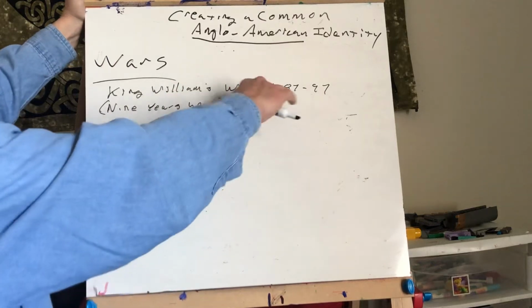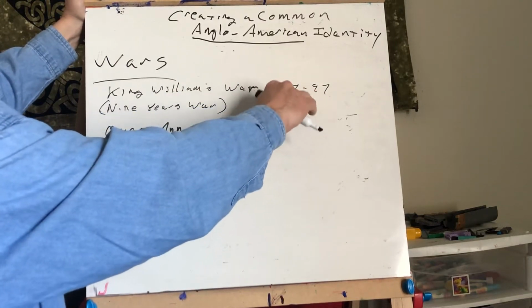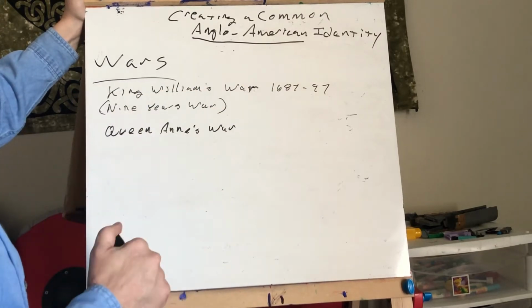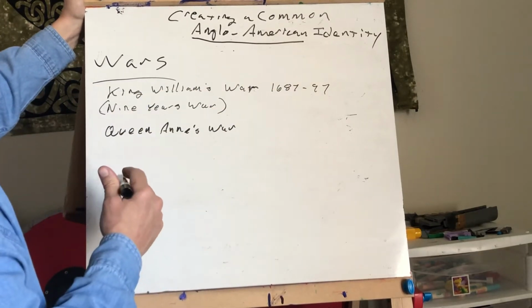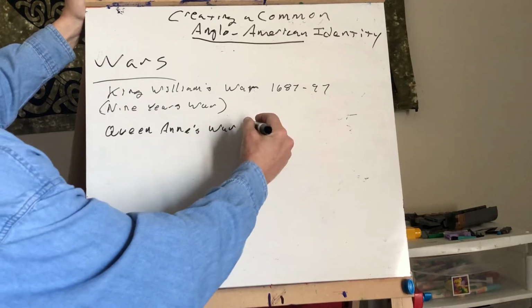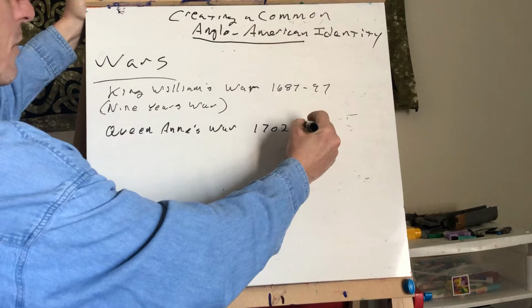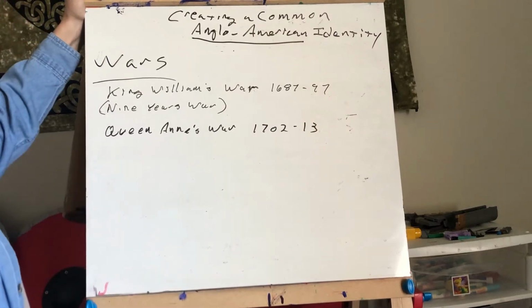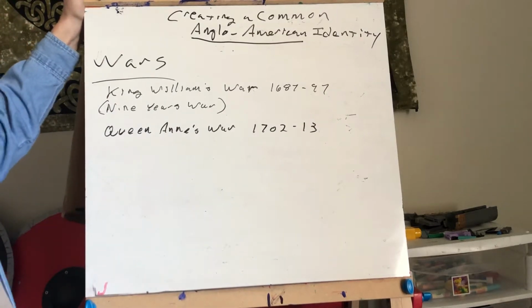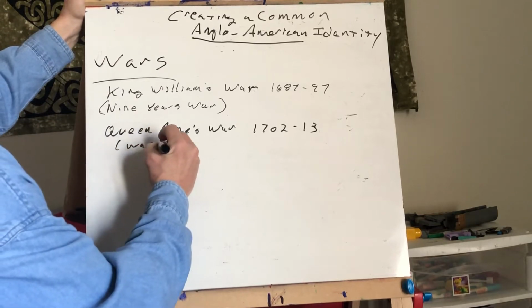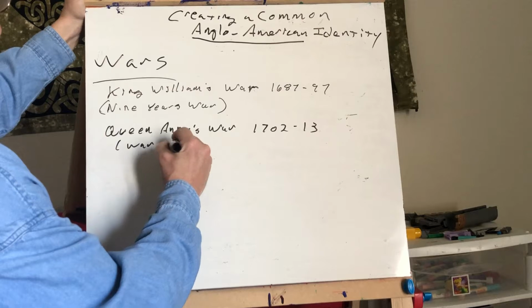Of course, dates in here, right? This is going to be one of the reasons why the English are interested in the Carolinas. Queen Anne's War, 1702 to 1713. So another 9-year-long war. This is, in Europe, the War of the Spanish Succession.